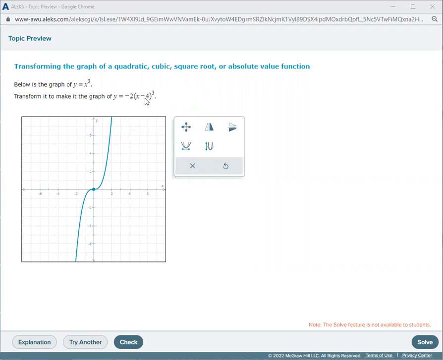Funny enough, it also has a right shift of 4. So this one, we're taking this cubic function, we're shifting it to the right 4 units. So the point that was at 0, 0 goes to the right 4 units, ends up here.